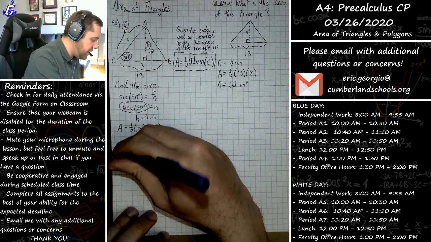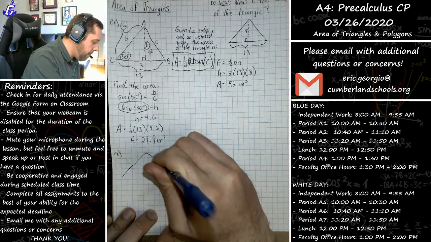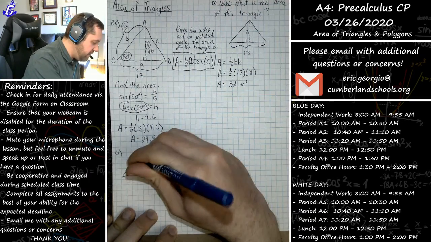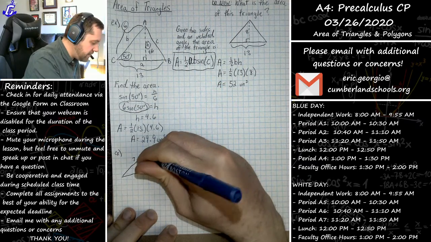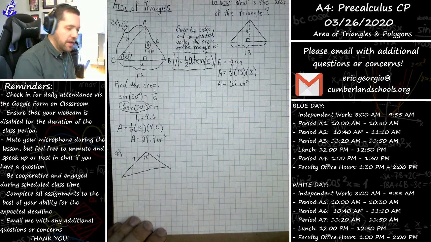I'll show you another example right now. So suppose that I have this triangle right here. I'll call this side 7. I'll call that side 4. And I'll say that this angle up here is 73 degrees. And I ask you again to find the area of that triangle.